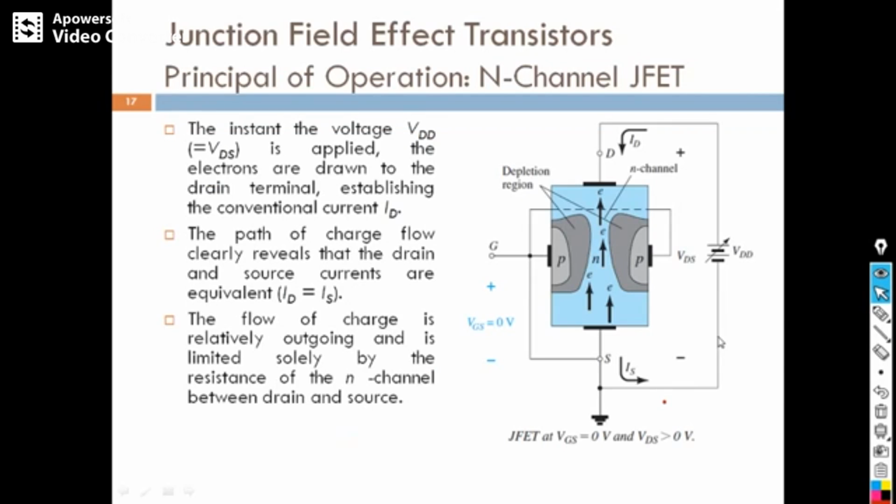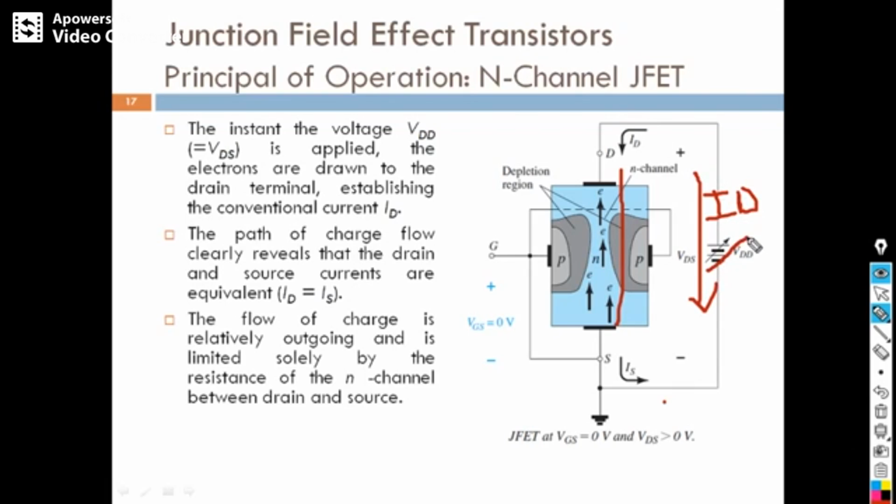You can see here, when you increase the potential difference, that is VDS, all the electrons here will get attracted towards this positive end. When the electrons move from here to here, the conventional current according to physics moves the opposite way. That is, ID moves like this.